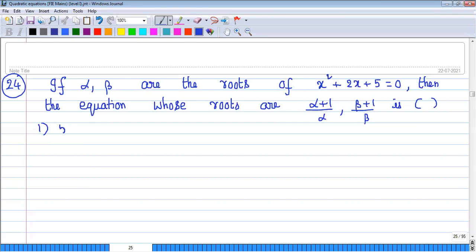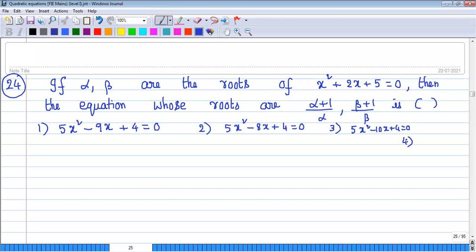First option 5x square minus 9x plus 4 equals to 0. Second, 5x square minus 8x plus 4 equals to 0. Third one, 5x square minus 10x plus 4 equals to 0. Fourth option, 5x square plus 9x plus 4 equals to 0.